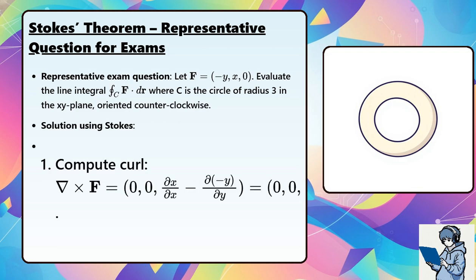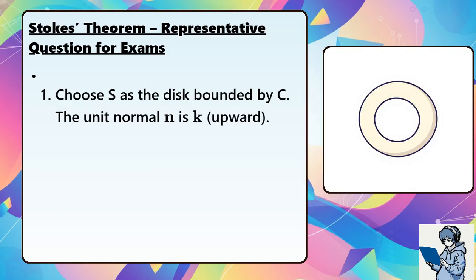Step 1: compute the curl. Nabla cross F equals the vector (0, 0, partial derivative of x with respect to x minus partial derivative of −y with respect to y), which is 1 plus 1, giving the vector (0, 0, 2). Step 2: choose S as the disk bounded by C. The unit normal n is k, upward.